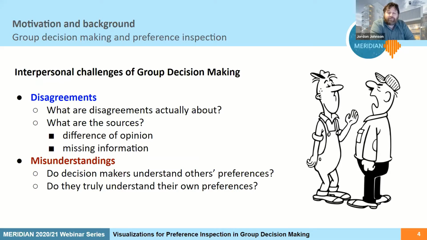Related to that are misunderstandings. Are we having these disagreements because decision makers perhaps don't properly understand other people's preferences to begin with? Or do they even understand their own preferences? We can have assumptions and biases that affect our own preferences without even really knowing it.